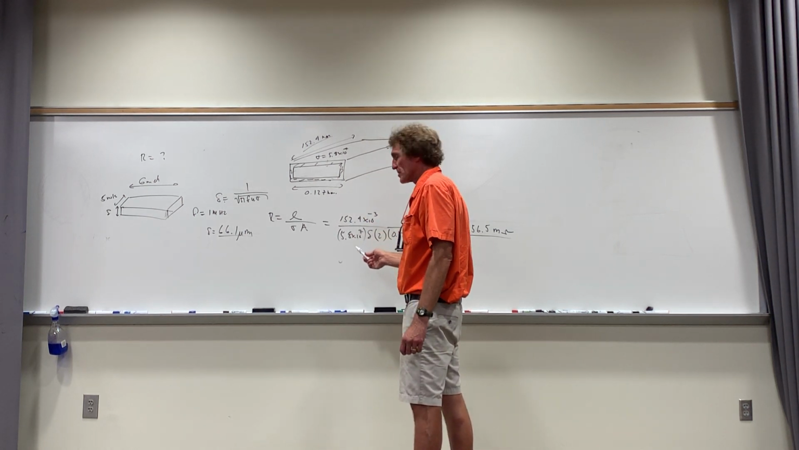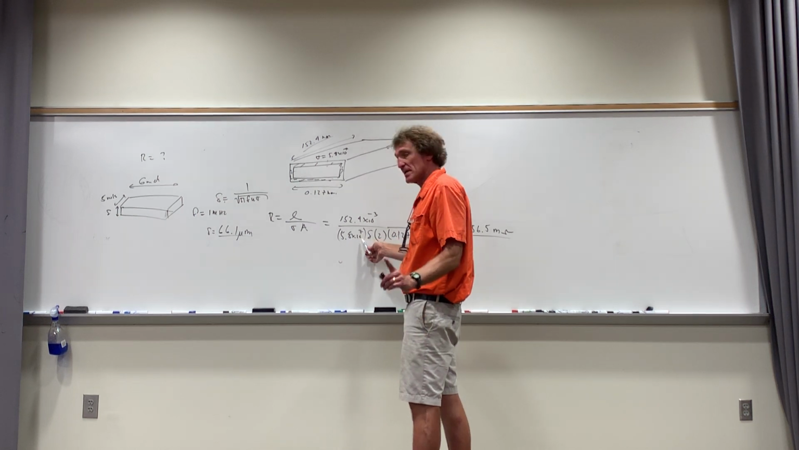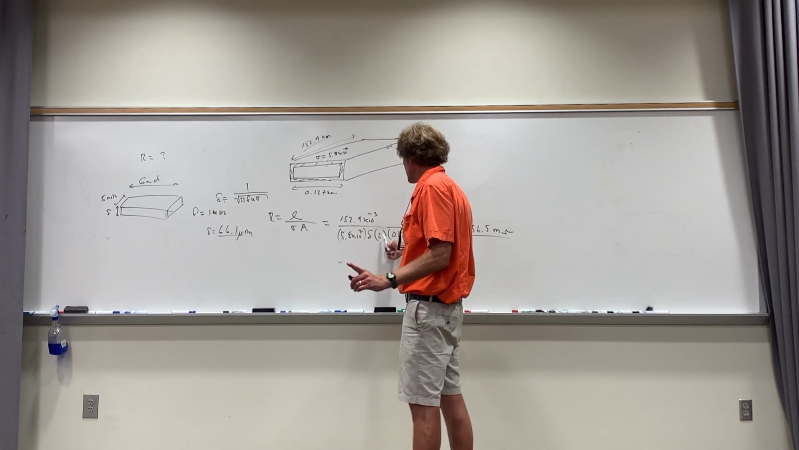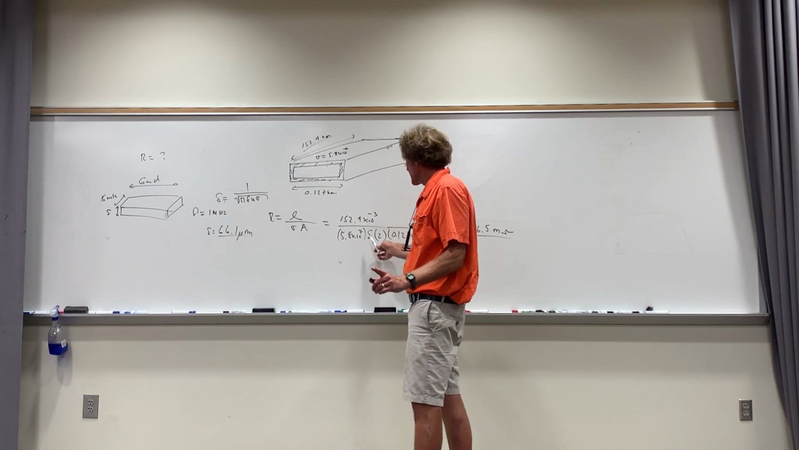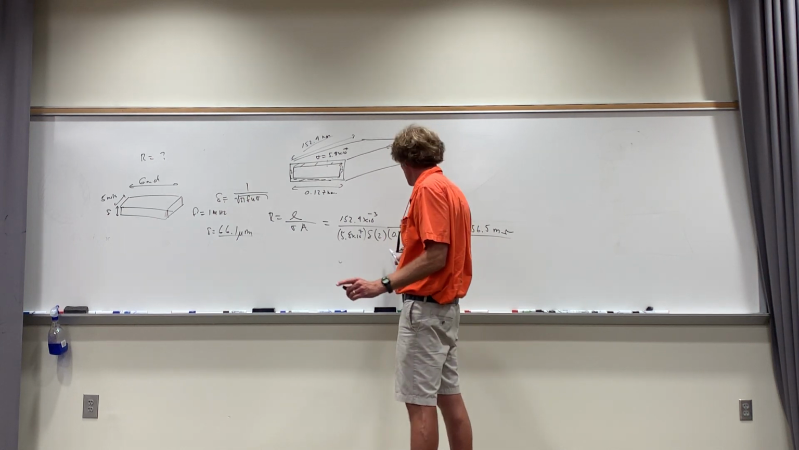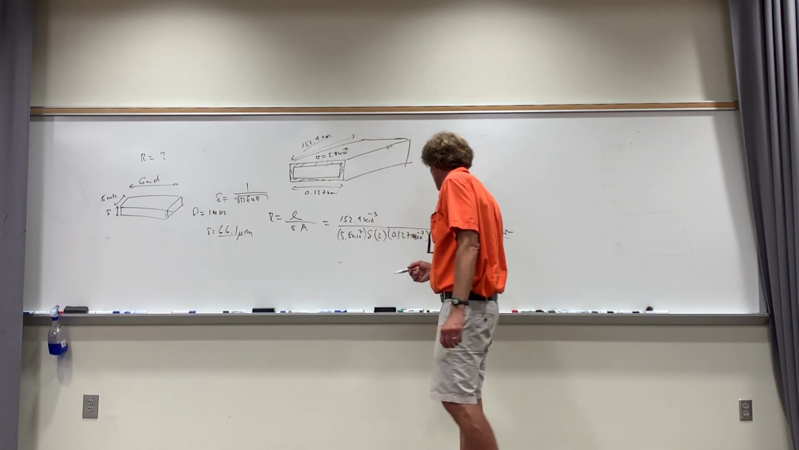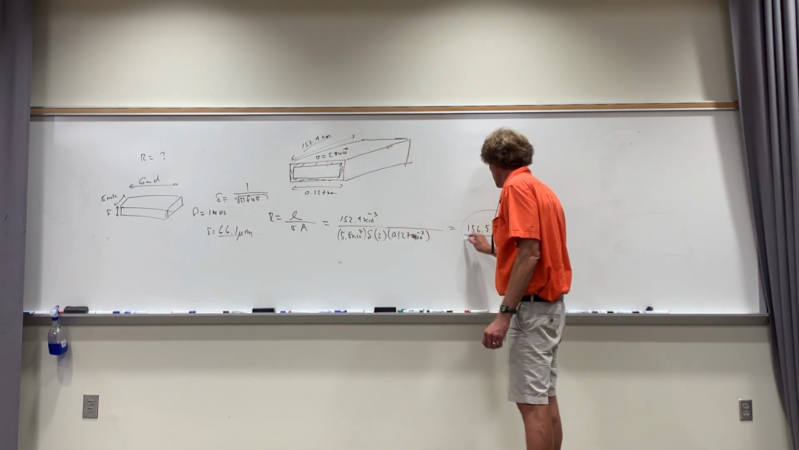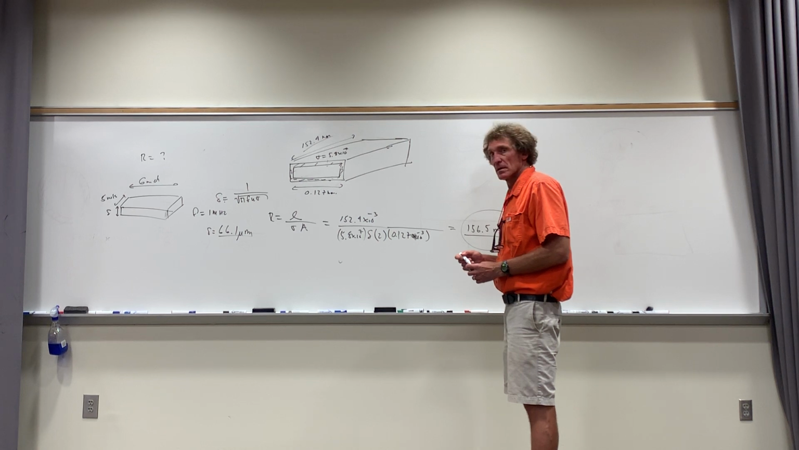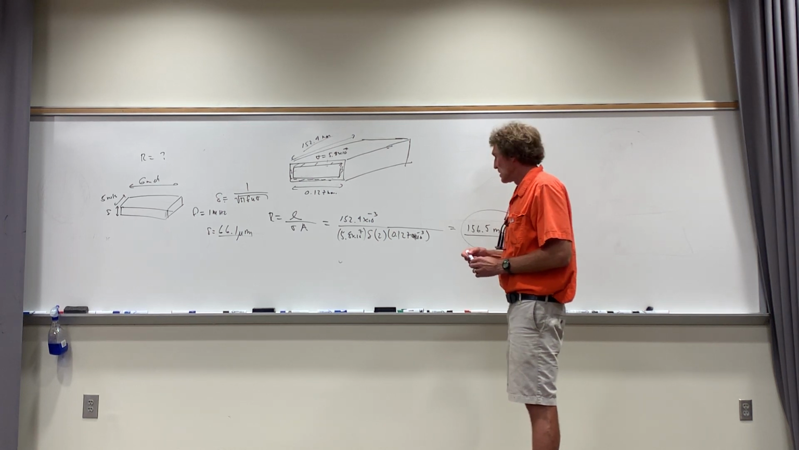152.4 times 10 to the minus third over 5.8 times 10 to the seventh, right? Then it's times 2 here, right? Times the skin depth, which is 66.1 times 10 to the minus 6, times 0.127 times 10 to the minus third, and you're saying this is what we get? That's what I got.